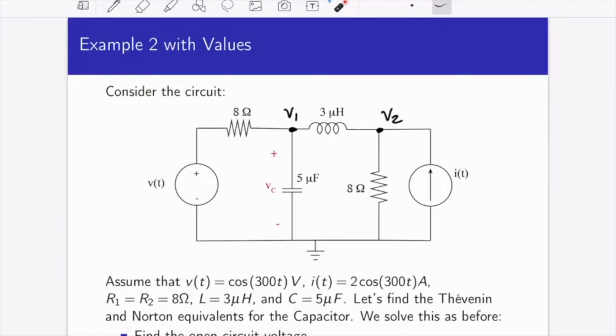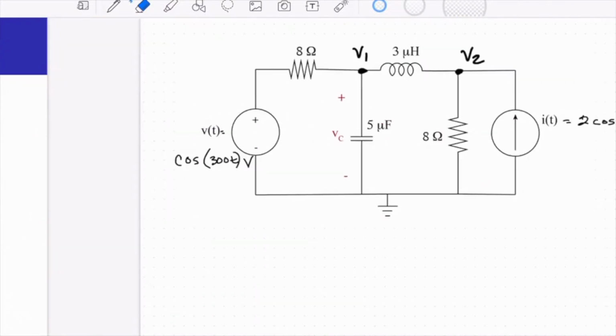Okay, so I want you to find the equivalent circuit seen by this capacitor. We're going to do it the same way we've done it before. We're going to find the open circuit voltage and the short circuit current, and then we'll take the ratio of those two. So let's start by finding the open circuit voltage.